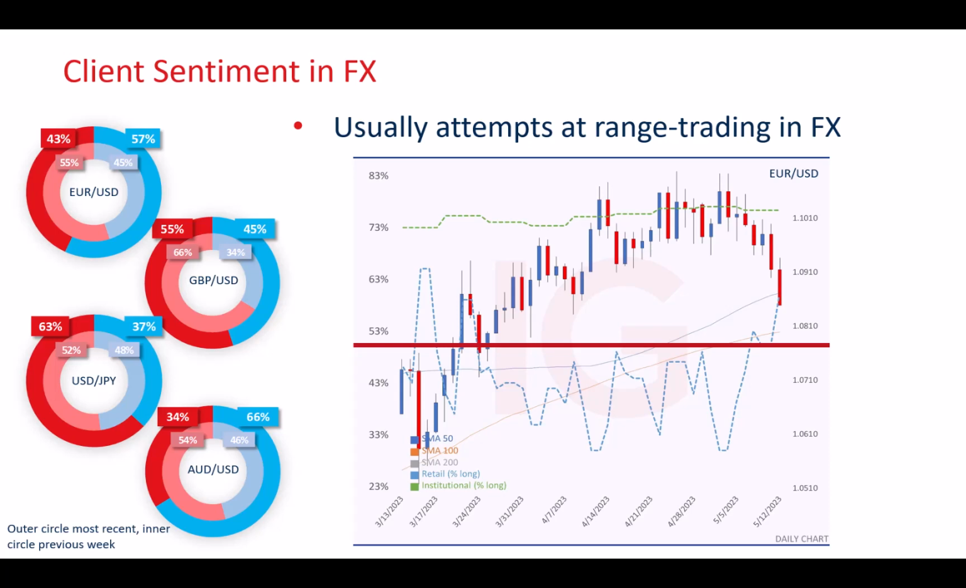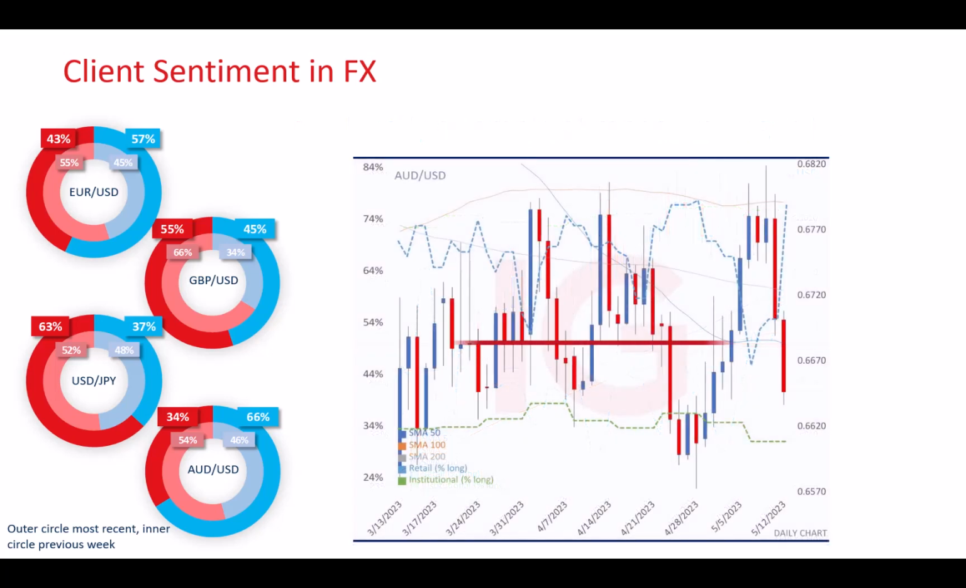That is what I'm trying to get at here, is that a lot of times you're getting this range-bound movement. Let's go ahead and put up the Australian dollar in this case. We got actually a big shift just from one day. It went from majority sell 54% to majority or heavy buy 66%.